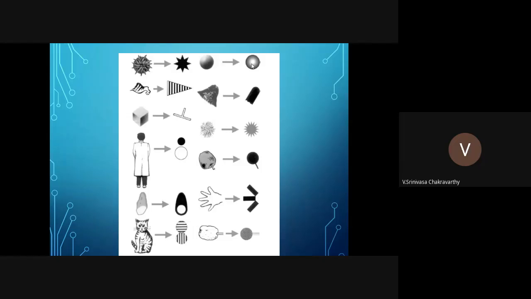And beyond that point, if you simplify the object too much, you will find that the neuron doesn't respond anymore. So that's not what the neuron is tuned to. Okay, so these are some examples of reduction.